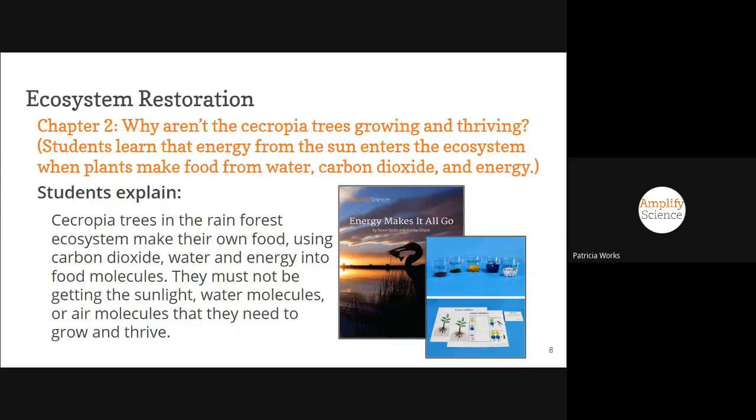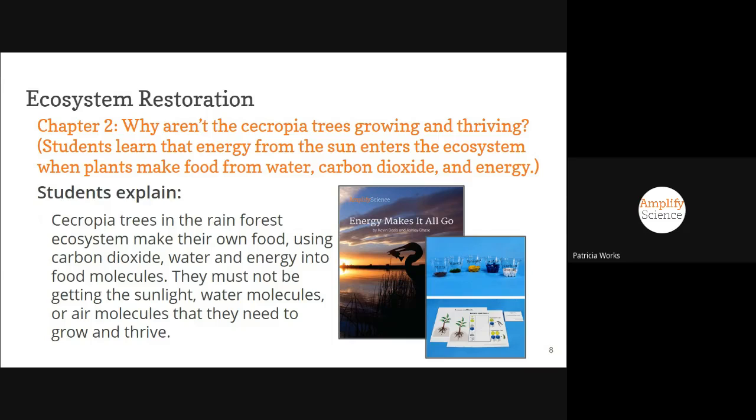In chapter 2, students work to find out, why aren't the cecropia trees growing and thriving? They find out that energy from the sun is brought into an ecosystem when plants make food by using water molecules, carbon dioxide from the air, and energy from the sun. In this chapter, students read, "Energy makes it all go," and they synthesize information from the text and the sim.